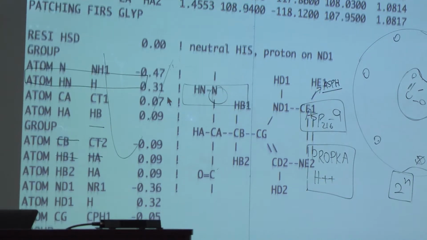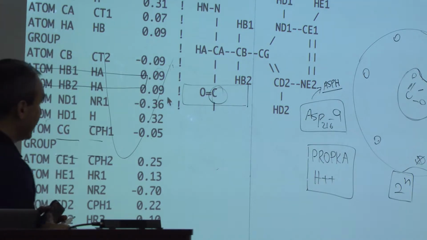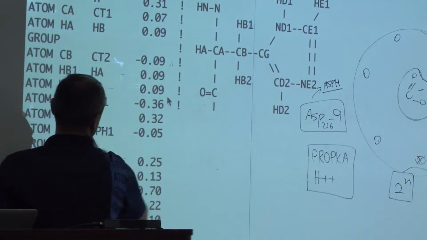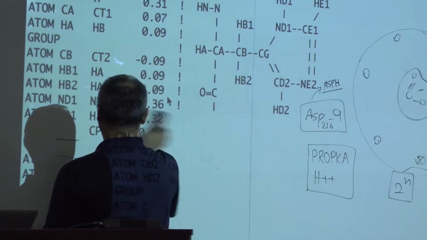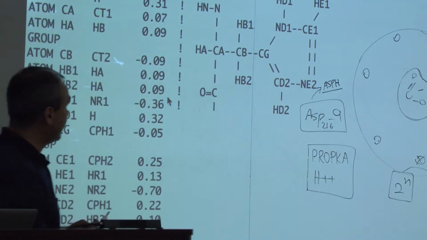OK, here is the histidine. As you can see for histidine, the first residue name I have is HSD. Histidine in PDB is called HIS. But if you look at this topology file, there is no such thing as HIS. So what's the problem? The problem is that histidine has two tautomers and can have two different protonation states, right?